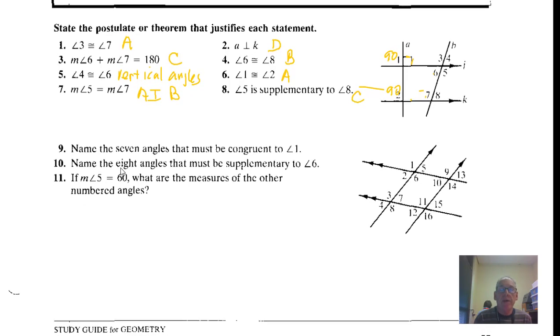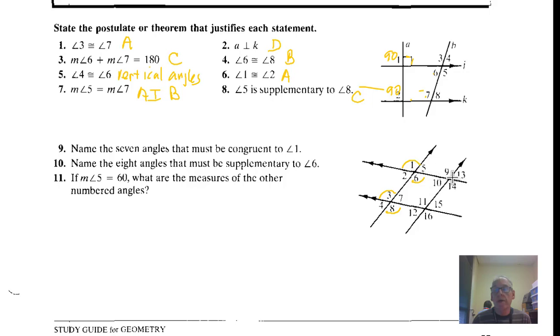For number 9, we want to name the 7 angles that are congruent to angle 1. A lot of times, as long as you're using a pencil, the best way to do a diagram like this is to basically mark all the corresponding and alternate interior angles that are congruent. So I've got angle 1. Angle 3 is a corresponding angle. Angle 6 is congruent because it's a vertical angle. Angle 8 is congruent to 3 because it's a vertical angle.